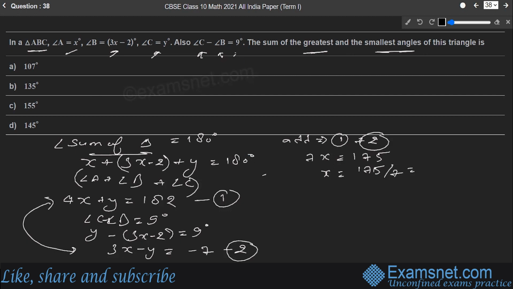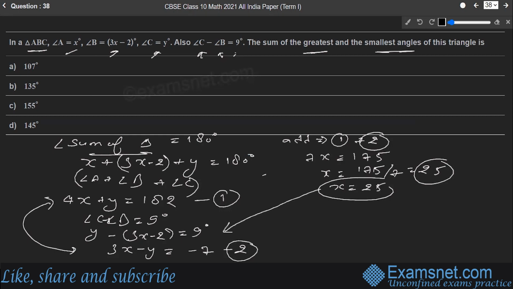That is nothing but 7 2s are 14, 7 3s are 21, 7 5s are 35, so it remains 25. So the x value comes out to be 25. But we are supposed to find the greatest and the smallest angle. So let us find all the angles first, as the x value is 25. So let us put this x value in any of the equations so that we can find y.